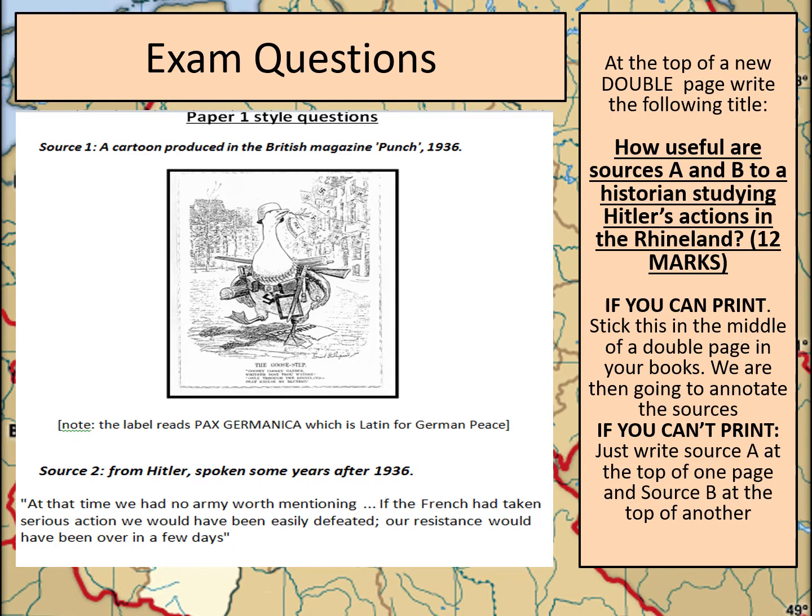What I want you to do is list your ideas as we're going through. Source A on one page, so you've got one double page beside your double page here, source A here, source B here, ready to list some of the things that you can see and maybe some of the knowledge that you're going to put with that. So that's just our setting up to make sure that we're ready to have a look at these two sources.